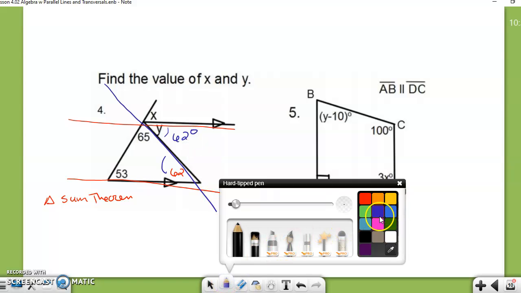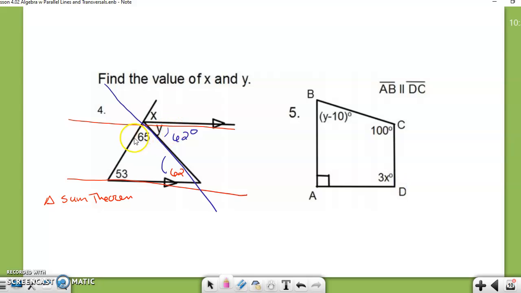Then I have to really think about it a little bit for X, but I've got this angle of 65, 62, and X, which I'm going to call a linear triple. So I take 180 minus my 65, minus my 62, and I come up with that X is 53 degrees.